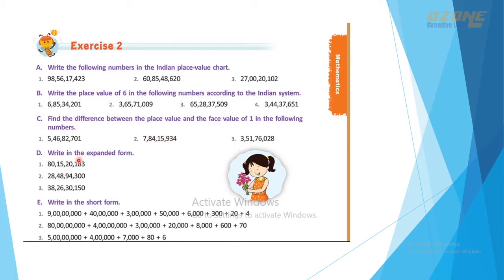D, write in expanded form. Using plus, write all the numbers in expanded form. E is nothing. The expanded form is given. You need to write the numbers in the short form.